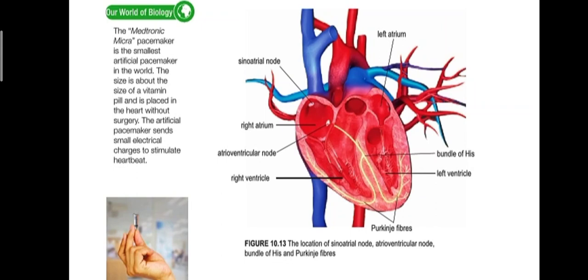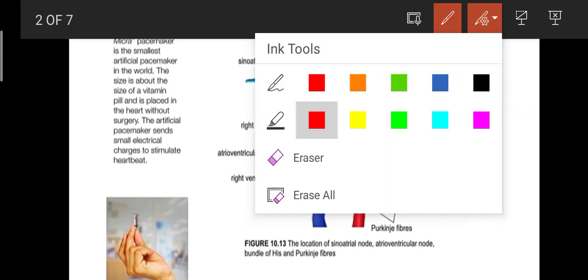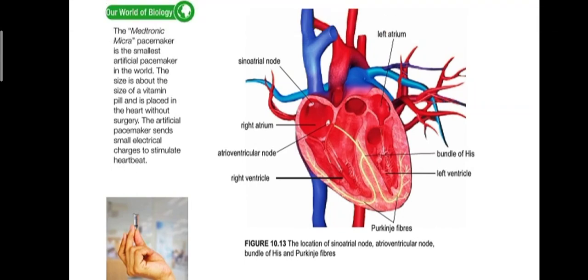So, these are the locations of the sinoatrial node, atrioventricular node, bundle of His, and Purkinje fibers. Ini adalah pacemaker. So kita tengok, ini adalah left atrium. Di sini right atrium. So four chambers kan our heart. So di sini right ventricle dan di sini left ventricle.